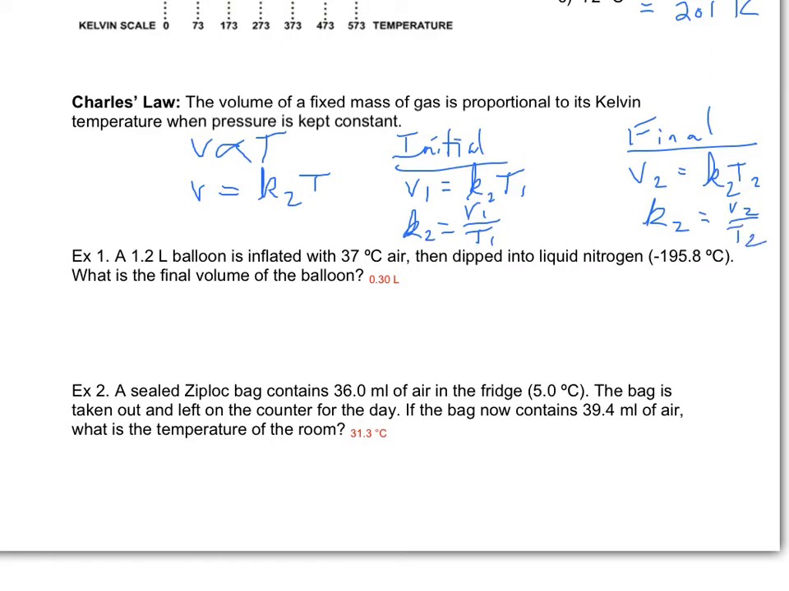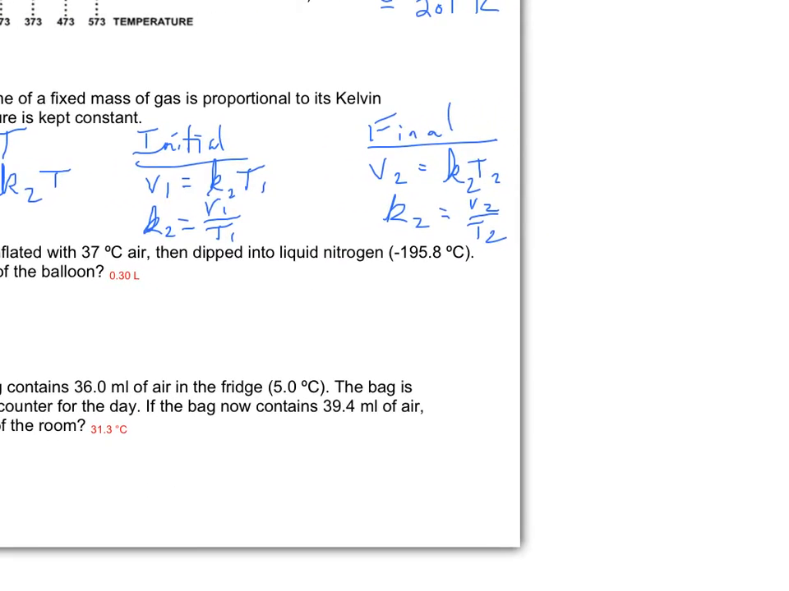And because K2 is the same value, simply because I'm using the same gas, I can make these two equations equal to each other. And this is the form of Charles's law that we're going to use. V1 over T1 equals V2 over T2.